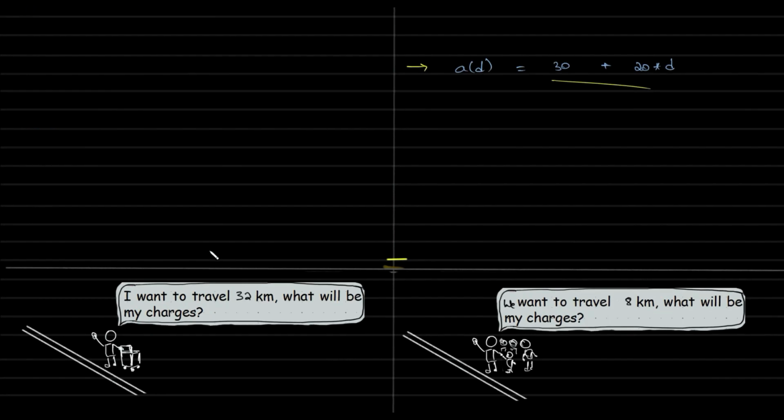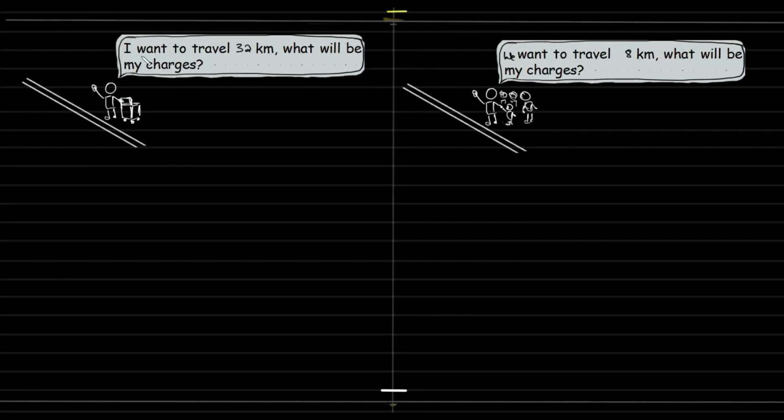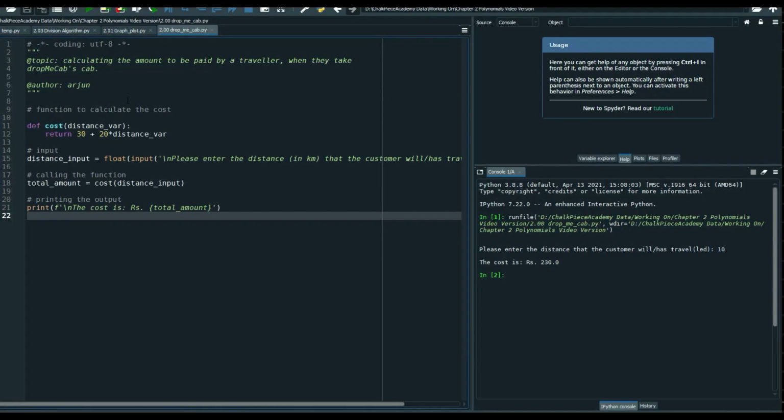Now let's have a test run. So we have a person. I want to travel 32 kilometers. What will be my charges? So he stops a cab and says, I'm going to travel 32 kilometers. What will be the charge? So we are the cab drivers. Say I am the cab driver.